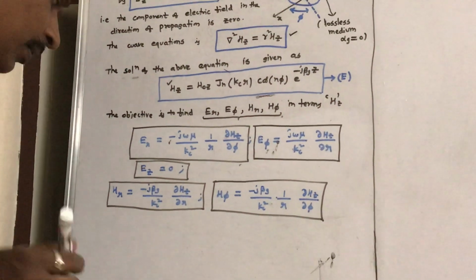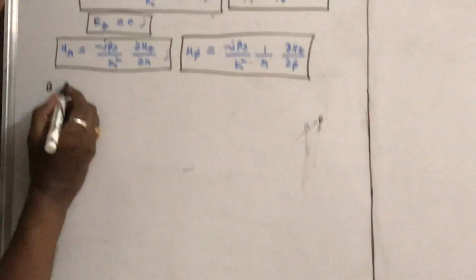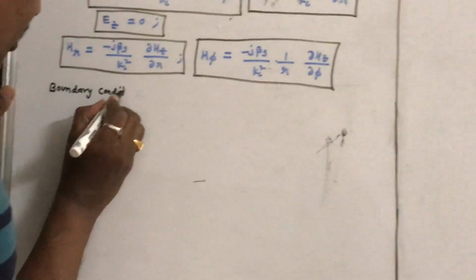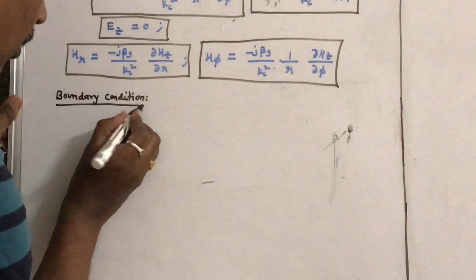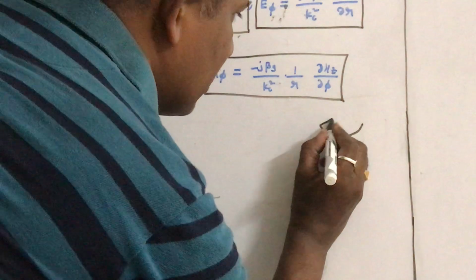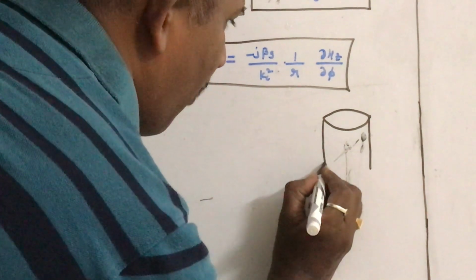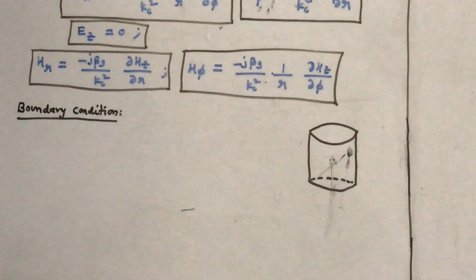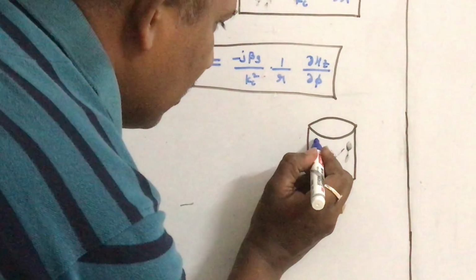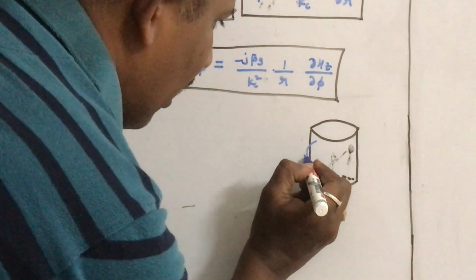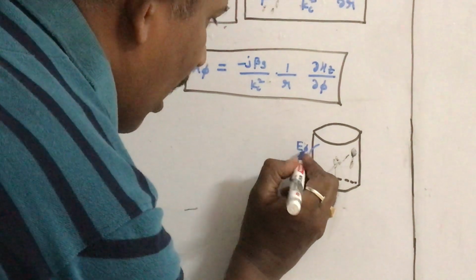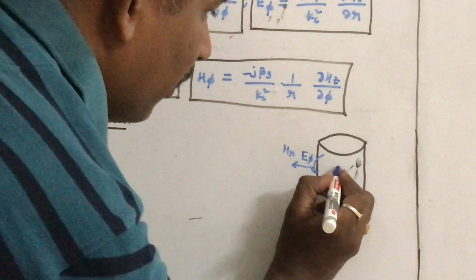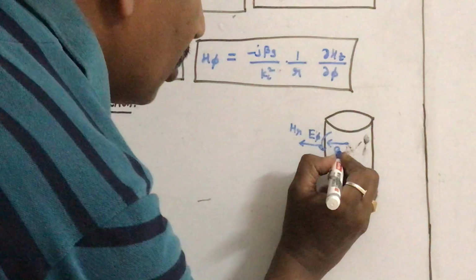Let us first take the boundary conditions. So what is our circular waveguide? This is our circular waveguide. The boundary condition you have to remember is, for example, I am roughly drawing this. Here the boundary condition is on the phi component, represented as E phi, and the radial component HR at the radius, at R is equal to A.